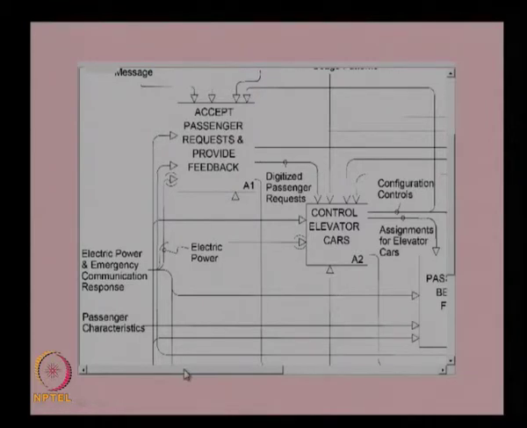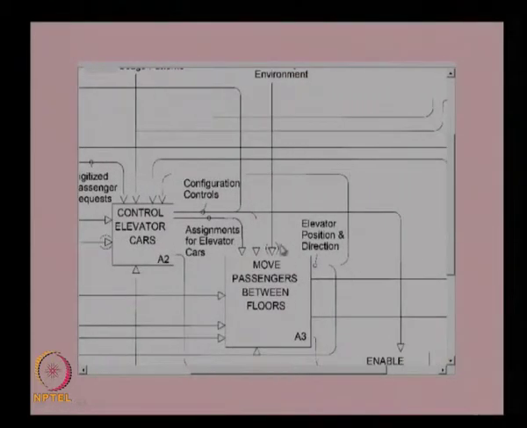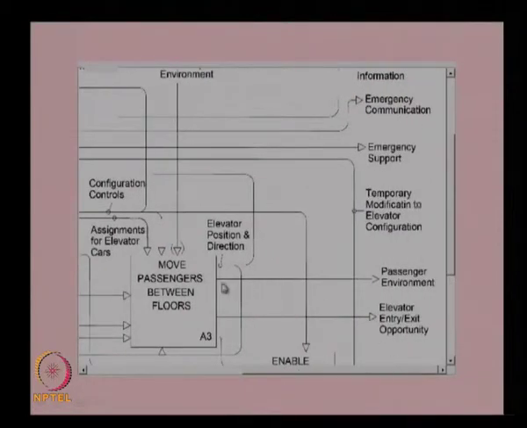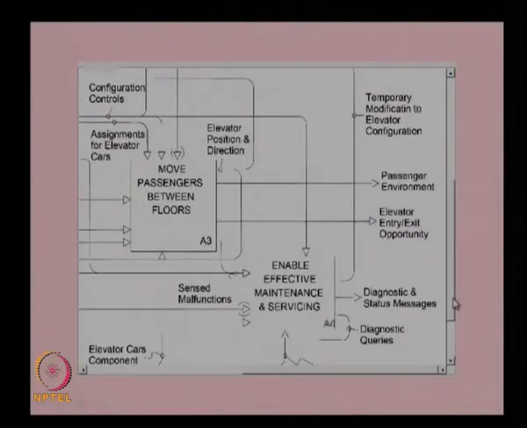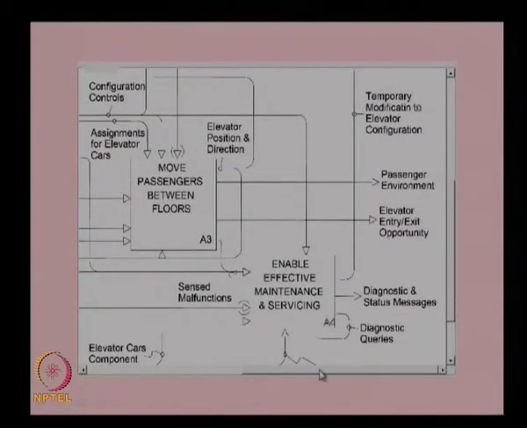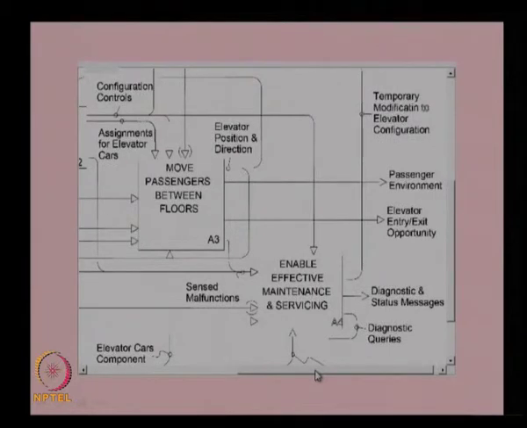So all these will be processed in this function called move passengers between floors, and then you will have the passenger environment and the elevator entry exit opportunity as outputs from the A3 level function. And then the last function is to enable effective maintenance and servicing of the system. In order to provide the elevator services, we need effective maintenance and servicing also.